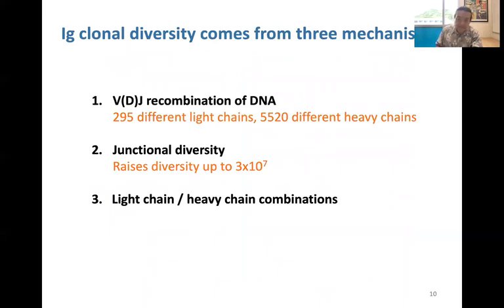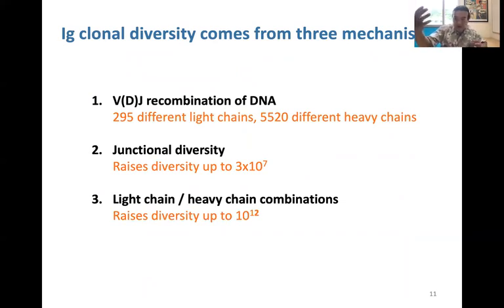And then the very last thing is simply, this is happening when you're making heavy chain. This is also happening when the B cell is making the light chains. And then, of course, the heavy chain and the light chains have to come together. So all the possible heavy chains that you could make multiplied by all the possible light chains that you can make, when you combine those together, that's what raises the diversity of these shapes up to 10 to the 12, which is pretty phenomenal, right?